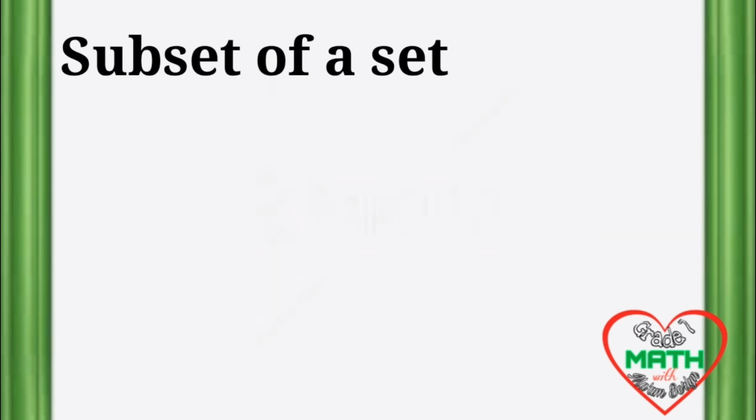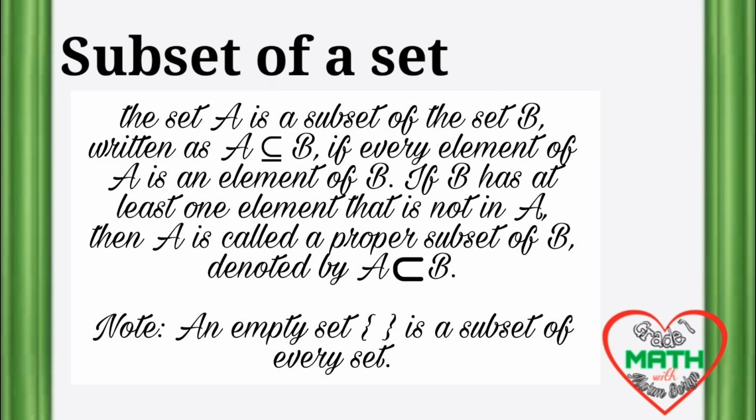Subset of a set. The set A is a subset of the set B, written as A ⊆ B, if every element of set A is an element of B. If B has at least one element that is not in A, then A is called a proper subset of B, denoted by A ⊂ B. Note, an empty set is a subset of every set.